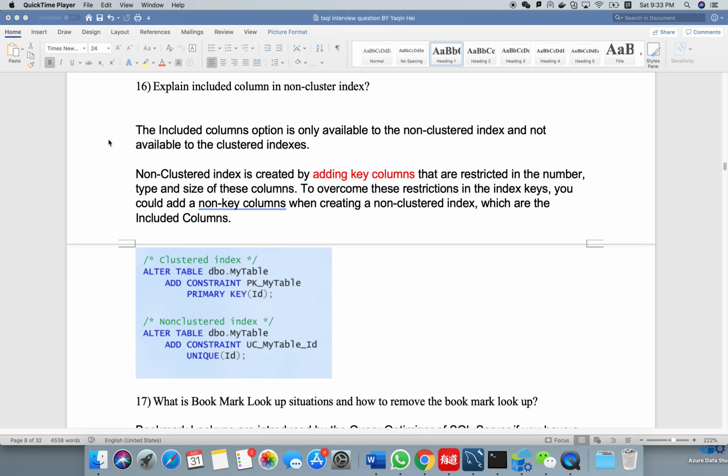T-SQL, or SQL Server interview questions and answers. 60. Explain included column in non-clustered index.